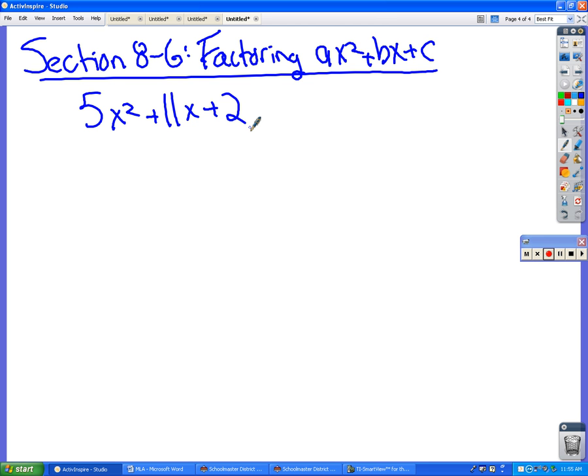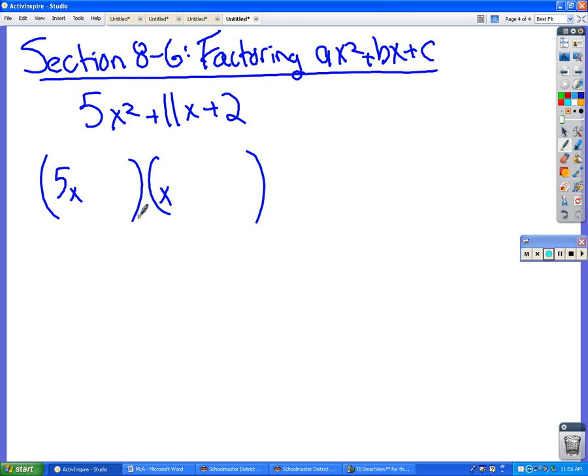Okay, so the situations that we're dealing with today are when instead of just being x squared or z squared or whatever squared, you got a number in front of the x squared. And that changes things a little bit. Because now when we go parentheses, parentheses, I can't just put an x and an x here. What do I have to put? A 5x and an x, because 5x times x is 5x squared, not x times x.